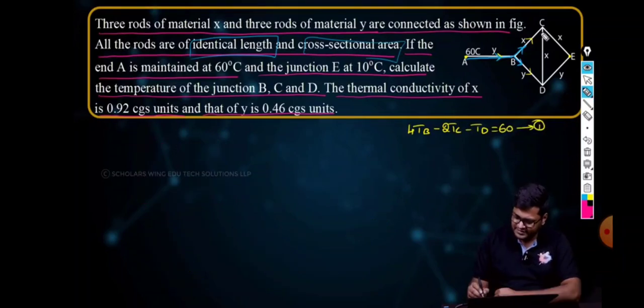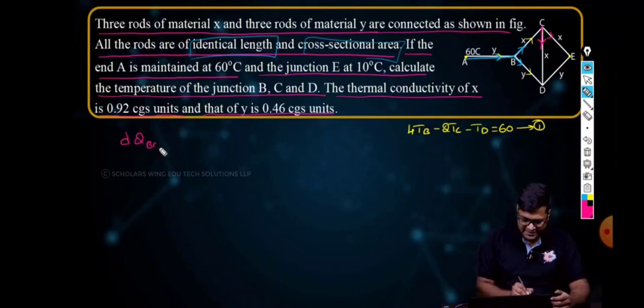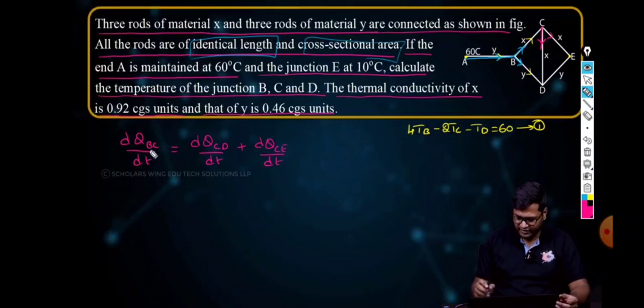Next, at the C junction, whatever heat current is entering through BC is splitting into two parts, one through the CD junction and one through the CE junction. So I can write dQBC by dt is equal to dQCD by dt plus dQCE by dt. Whatever heat current is entering this C junction is dQBC by dt, and whatever heat current is leaving the junction is dQCD by dt and dQCE by dt.